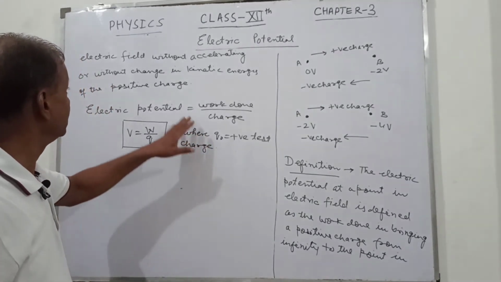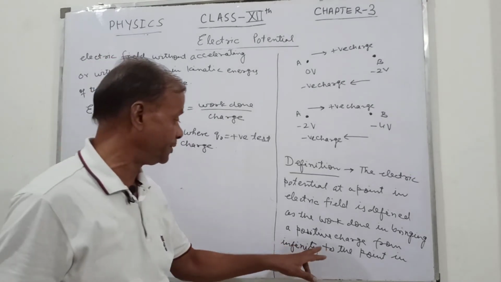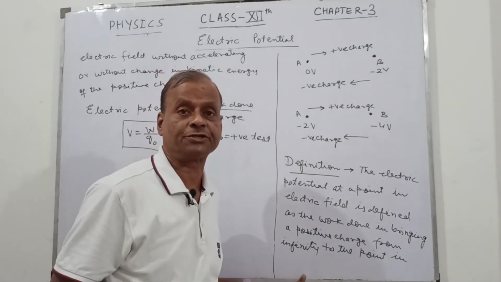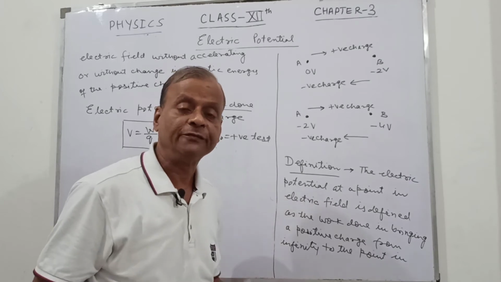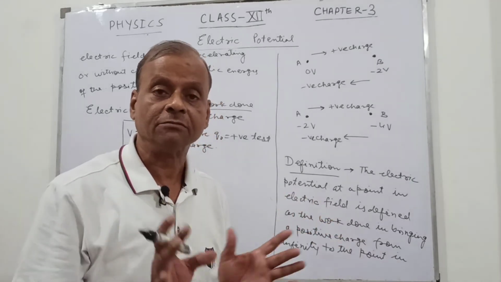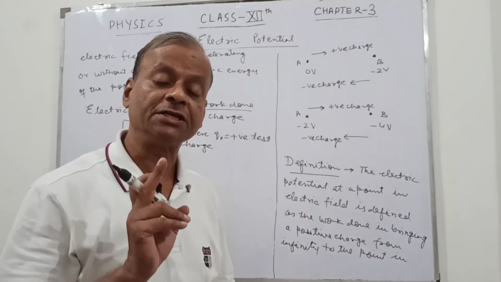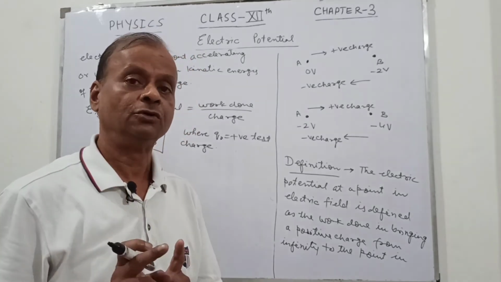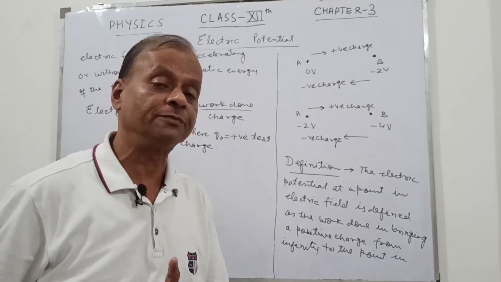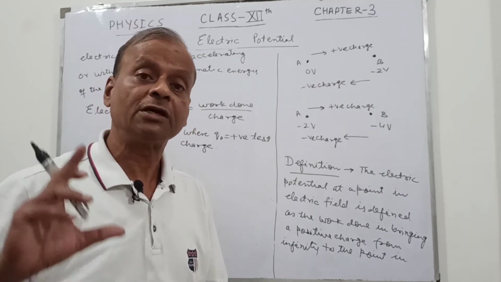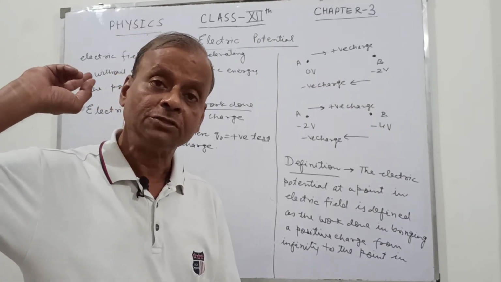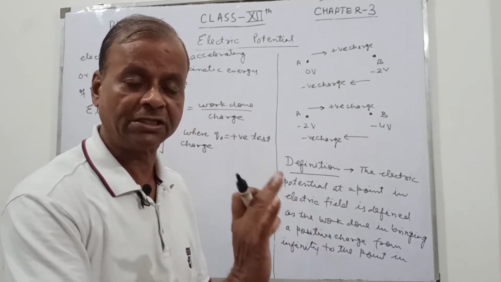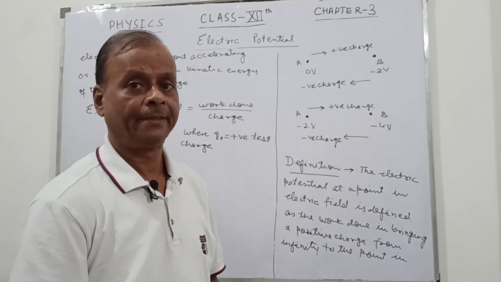I have told you in the definition that this is in bringing from infinity. This term is to be understood. At infinity, no work is done, so the work there is zero. It means the electric potential there will be zero. So that is the standard position of the charge. So we are bringing the charge from zero potential to some potential at the point in the electric field.